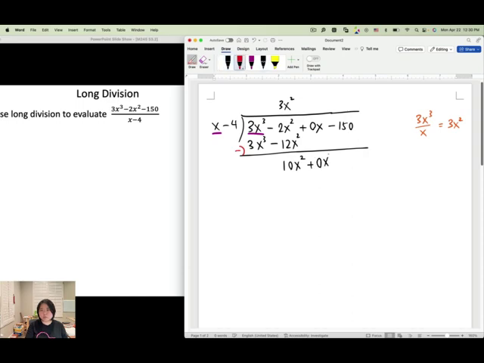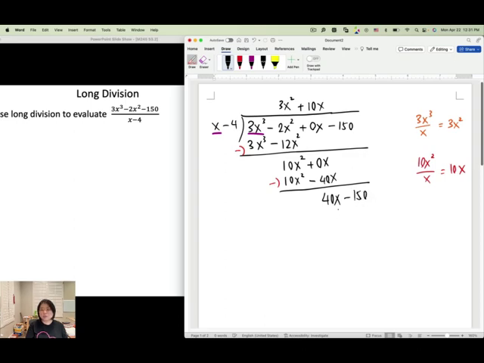This time, I'm going to look at the first term. We have 10x squared. We're going to divide it by x, which is 10x. So now I'm going to multiply by plus 10x. Do it one more time: 10x times x, I have 10x squared. And then 10x times negative 4, so I have negative 40x. Another subtraction here, we get 0, and this one, negative becomes positive, so 40x, and then bring down the negative 150.